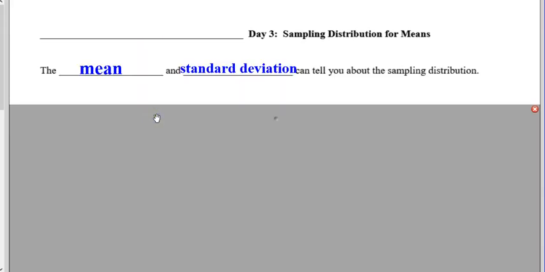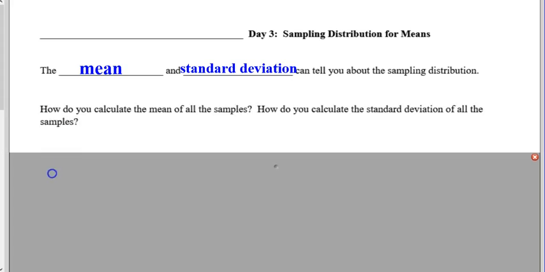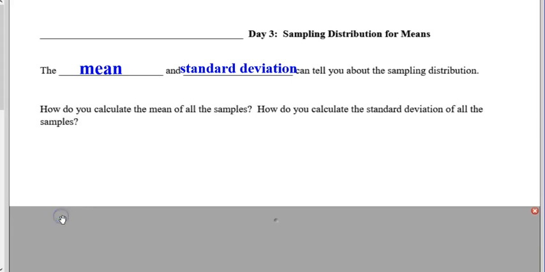All right. So, the mean and standard deviation can tell you a lot about the sampling distribution. We're going to learn how to calculate the mean of all the samples and the standard deviation of the samples.